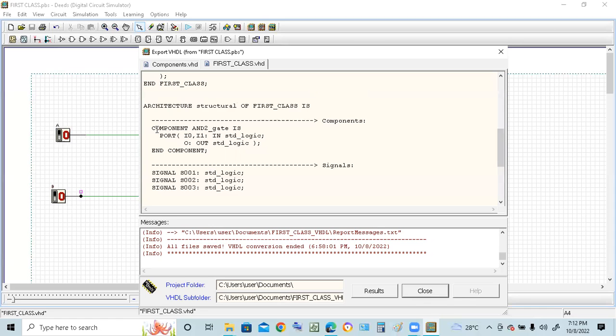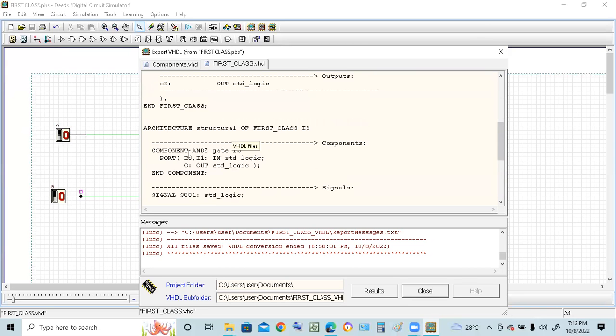Right, so it declares a component. How many components do we have right here, sir? Only one component, don't we? It's an AND gate alone we have, don't we? Right. Yes, sir. So you say component AND2, so you give the component a name, AND2. And this component is a subsection of the architecture, right?